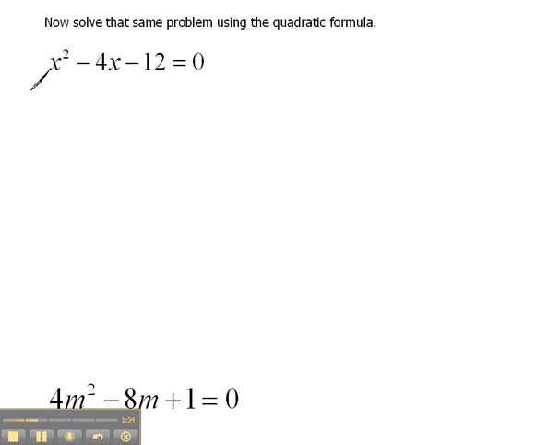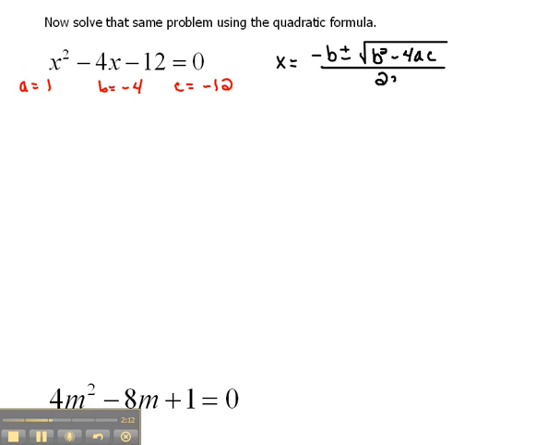Okay, the first step to doing the quadratic formula is we always need to list out our a, our b, and our c. A is the number in front of the x squared, so this time it would be a 1. B is the number in front of the x, so this time it would be a negative 4. And C is our constant term, so in this case it would be a negative 12. Now, we can't forget our quadratic formula is the opposite of b plus or minus the square root of b squared minus 4ac all over 2a.